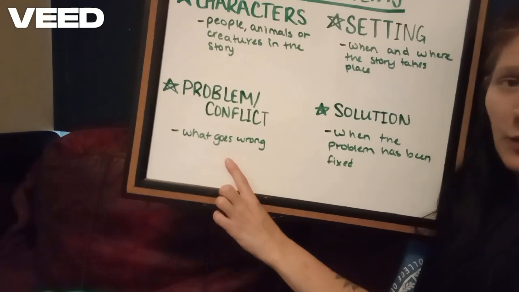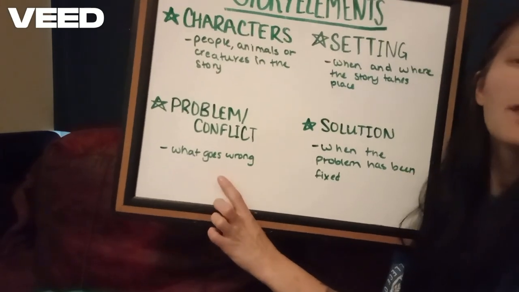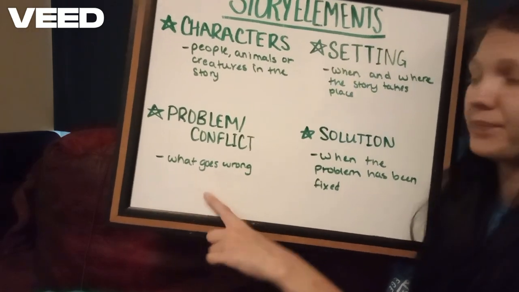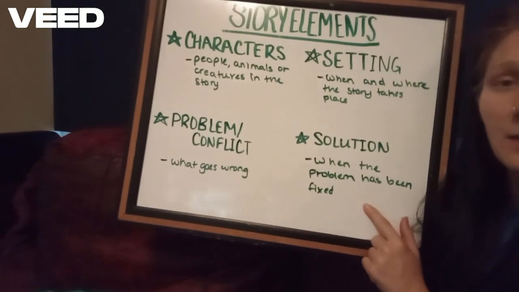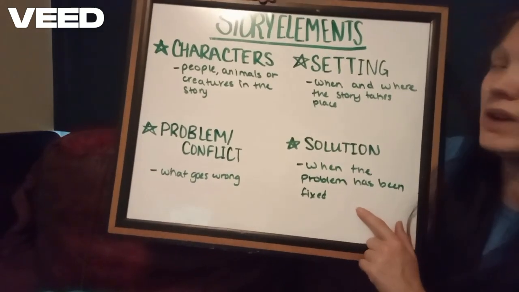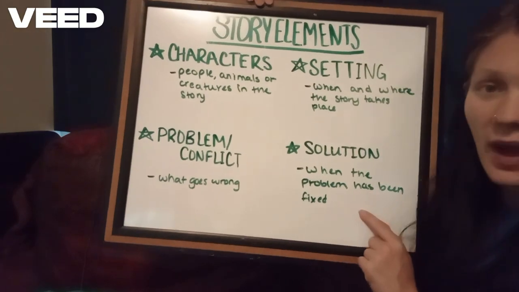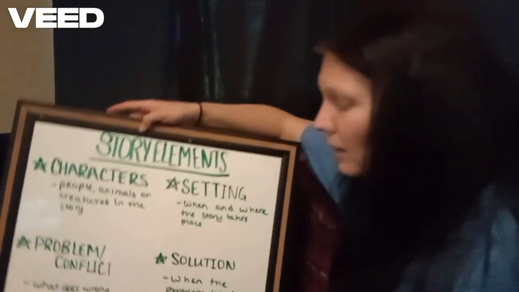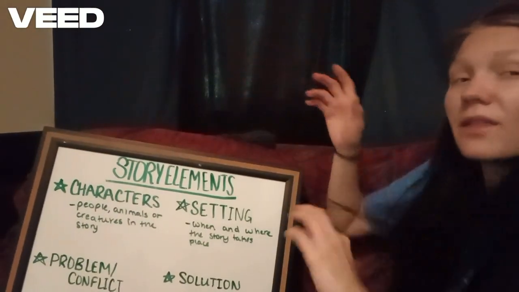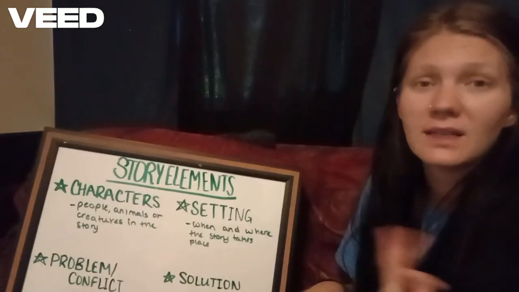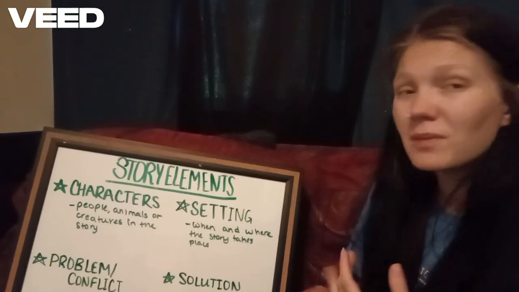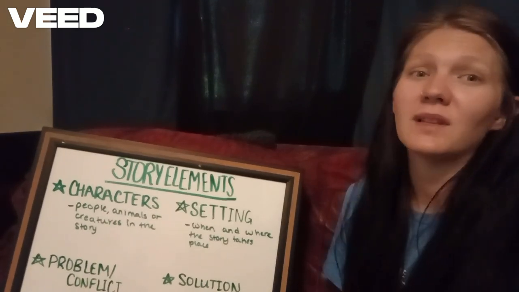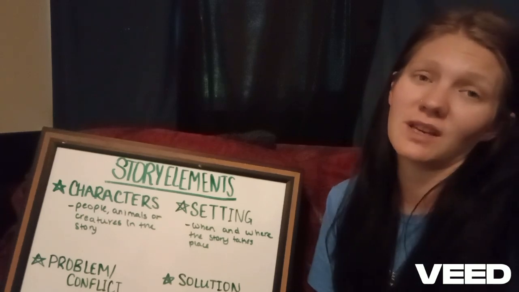The third was problem or conflict. That's going to be what's going wrong. What does the character have to overcome? And the last element that we talked about today was the solution. That's when the problem has been fixed in the story. In stories, there can be many characters, many settings, many problems, and many solutions. But now that you know what those elements are, you can find them in stories that you read on your own.